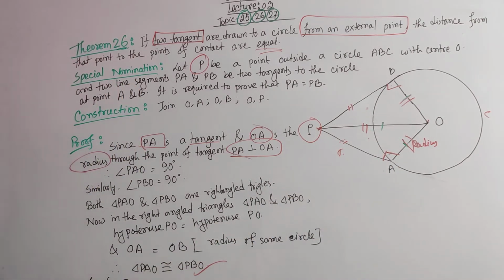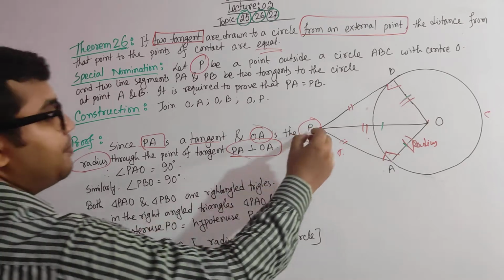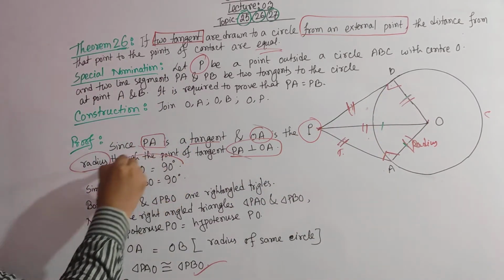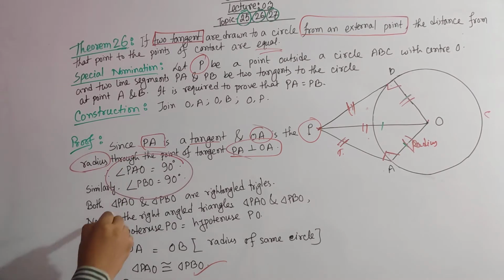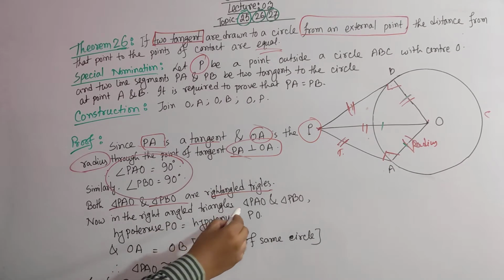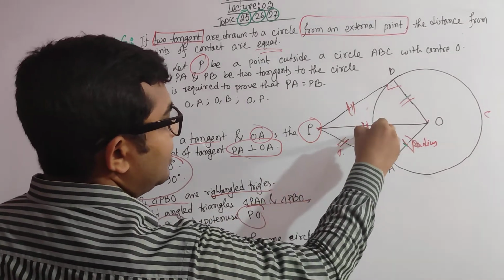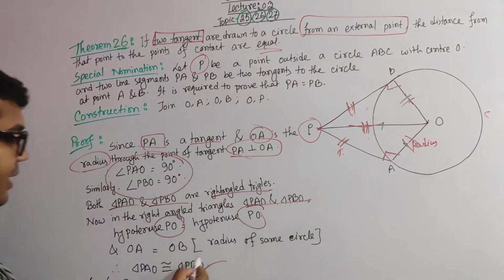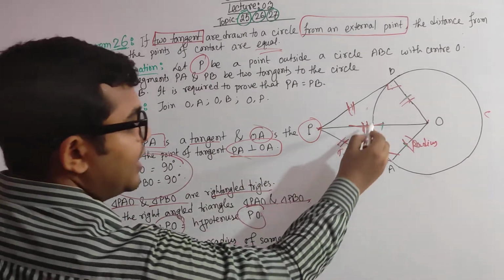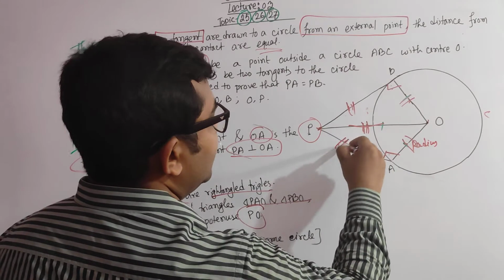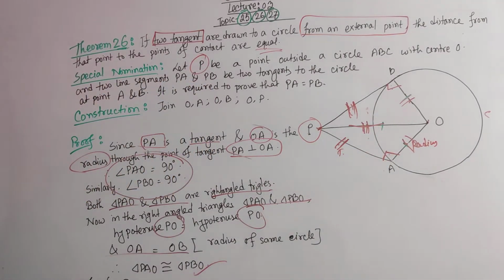And since these two triangles are congruent, PA, that means this part, is equal to this part. Both are right angle triangles where the hypotenuse is the same side and the radii are equal, that's why the two triangles are congruent. And since they are congruent, all sides are equal. On that basis we can say these two are equal.